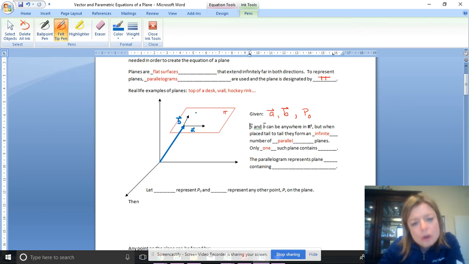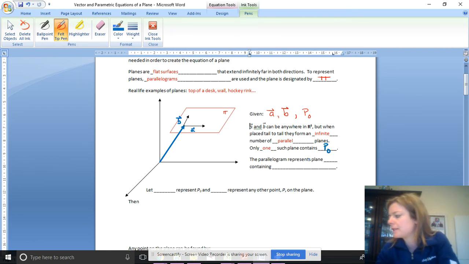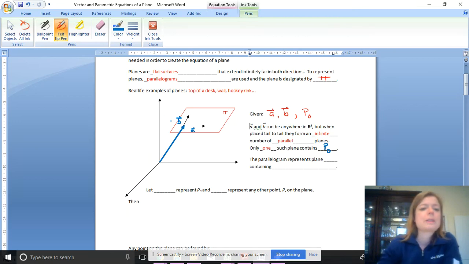And when they're shown tail to tail, they can represent an infinite number of parallel planes, but only one of those planes will contain the point PO. And that's the point that determines where they are in 3-space. So remember, vectors are translatable, but only one of these planes contains PO. So this here is the point PO. So we're going to call this blue vector RO.